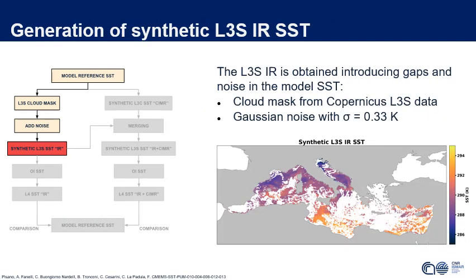To generate the synthetic infrared SST, we applied the Copernicus Level 3S cloud mask to the model SST, and finally we added the radiometric noise. The figure shows an example of this synthetic data.